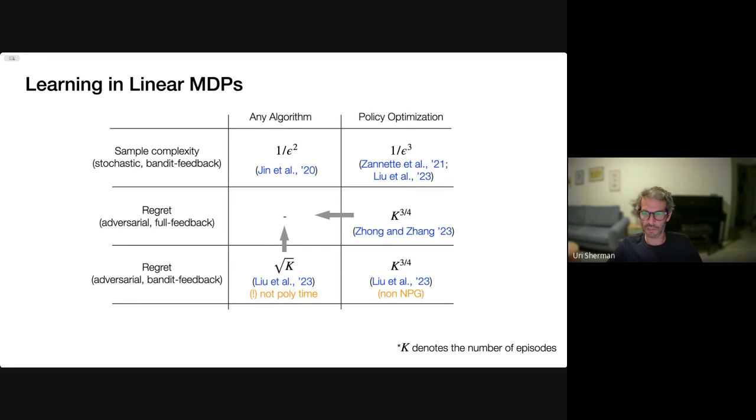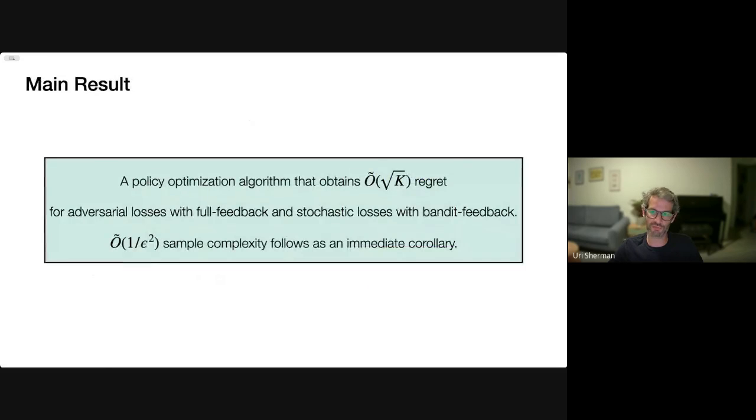Now, of course, just to say the obvious, the bottom line can be used in the middle one, and a policy optimization algorithm, of course, can be used as any algorithm. So as mentioned, our talk today is about policy optimization, and our main result is a policy optimization algorithm that obtains the optimal online guarantee of square root K regret.